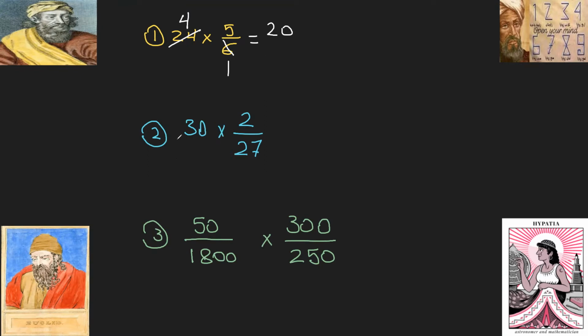How about the second one? The second one is 30 times 2 over 27. In this case, that's the same as the first one where 6 goes into 24 right away 4 times. Here we have to look for a number that goes into both the 30 and the 27. I only could see 3 that goes into both of them. 3 goes into 27 9 times, and 3 goes into 30 10 times. Now we multiply the 10 into the 2 and we get 20, and then we still have 9 on the bottom.